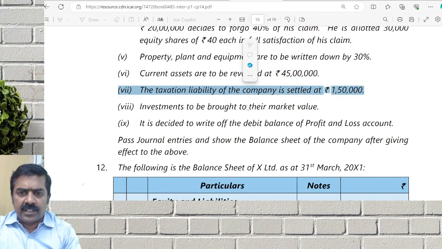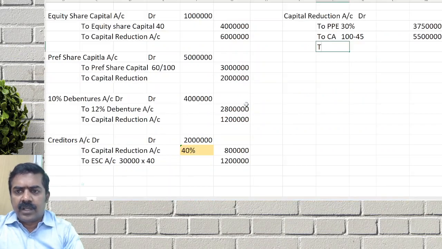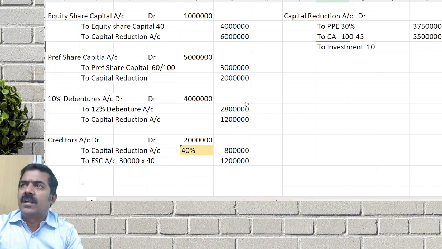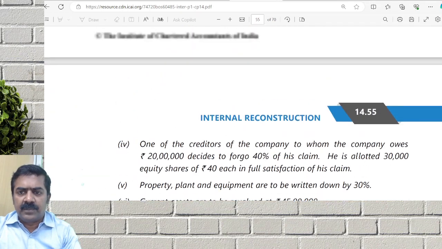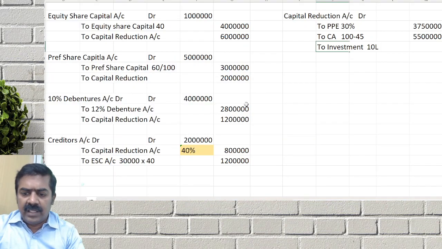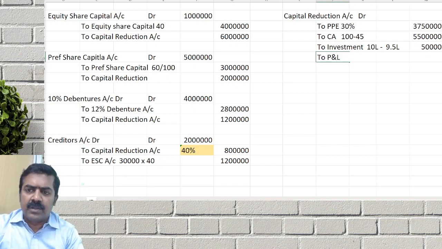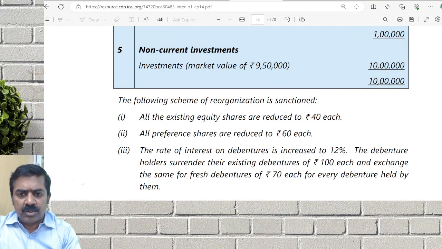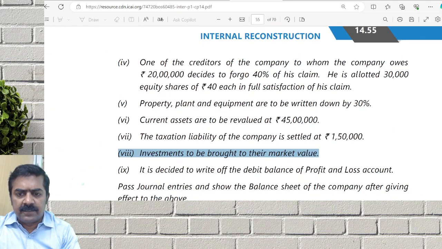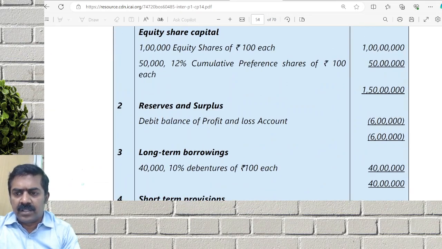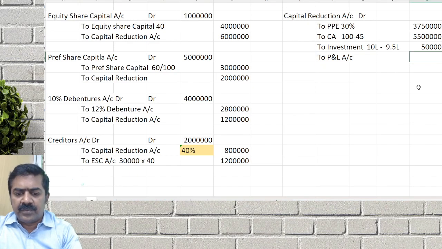Then taxation liability அப்புறமா வரலாம். Then to investment. What is the book value? 10 lakh or 1 crore? Investment in balance sheet value 10 lakhs. Market value 9.5 lakhs. Reduce it to the market value, 50,000. Then they ask you to write off debit balance in which account? P&L account. We can combine that also. What is the P&L account to be written off? Debit balance in P&L account is 6 lakhs. They ask you to write off 6 lakhs.